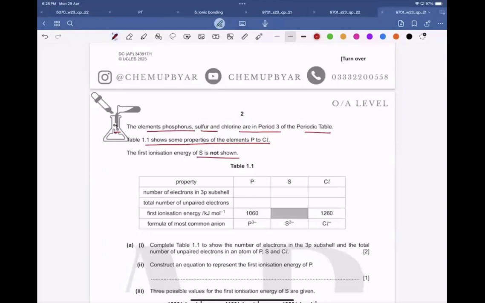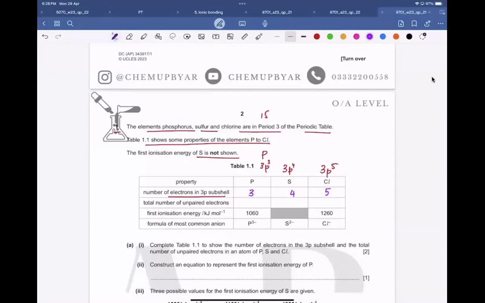Okay, Omar Sabir, let me see. The number of electrons in the 3p subshell. If we look at phosphorus, phosphorus is in group 15. If you recall, it's 3p3. For sulfur, it's 3p4. And for chlorine, it's 3p5. When you write its whole electronic configuration, you will find it like this. So it means 3 electrons over here, 4 electrons over here, and 5 electrons over here.